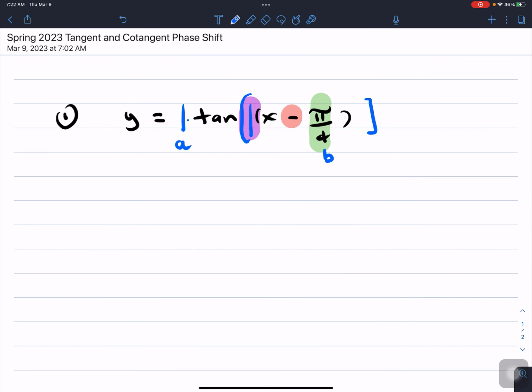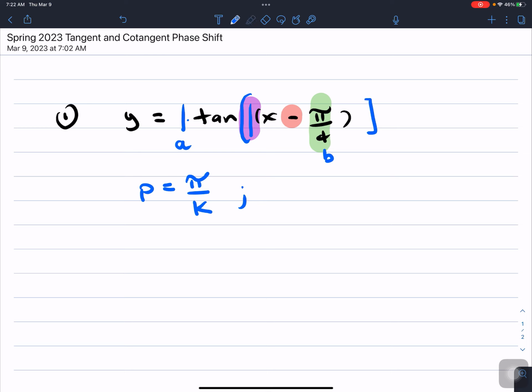So, ladies and gentlemen, that's the information you always want to start with. Now, here's the deal. We're not going to start with the amplitude because there is no amplitude for tangent and cotangent. There is a period though. Now, be careful with this period. What's the period for tangent and cotangent? It's pi over k. Is that true?